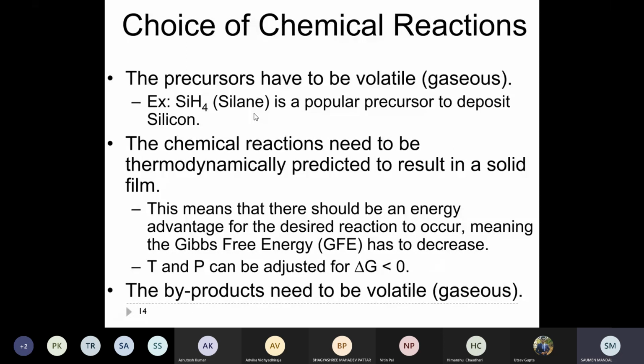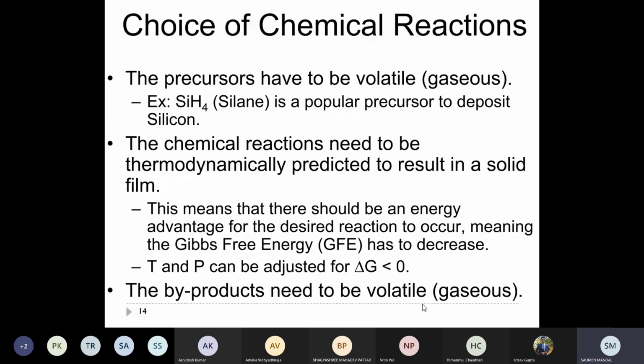And the chemical reaction needs to be thermodynamically predicted to result in a solid film. So we need to adjust the reaction using the Gibbs free energy. The Gibbs free energy has to decrease, and T and P can be adjusted so that del G is less than 0, and the byproduct needs to be volatile. This is very much important. If the byproduct condenses there itself, then the purpose will not be served.